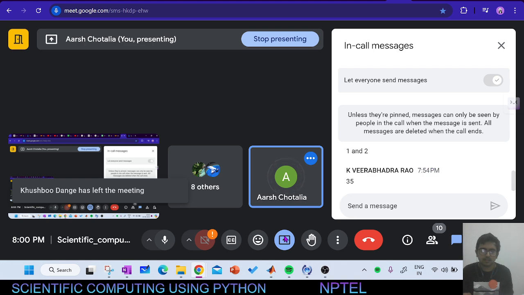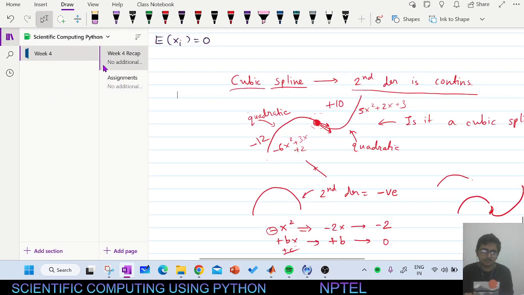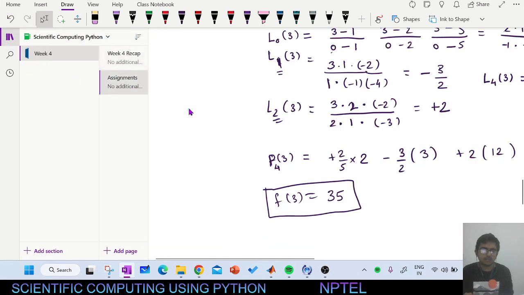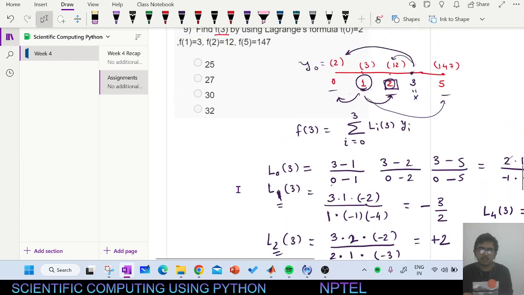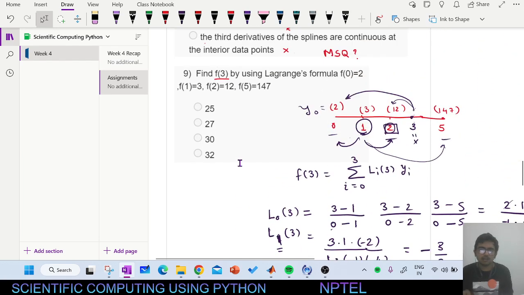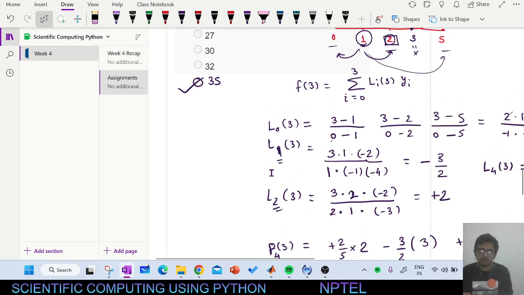Yeah, correct. And as you can see, it's not there in the options. So maybe they made some mistake, or they intended to write this as 3 or 4. There is either a typing error or a calculation error, but the answer should be E, 35. Right. But I hope you get the idea.